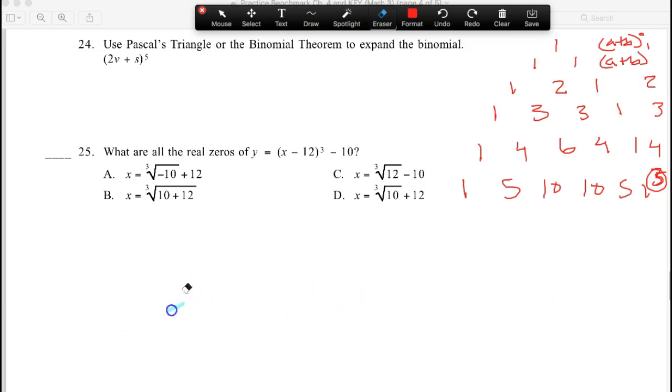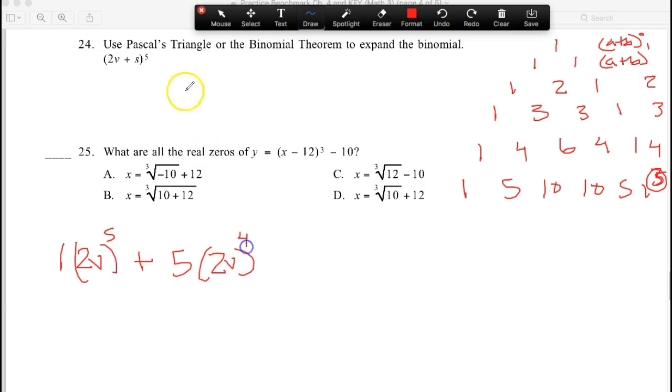And we're going to start with our coefficient of 1. We take our first term, it's 2v. We're going to take that to the 5th power, and we start that out with s to the 0 power. So I'm not even going to write it. Okay. Then I take my next coefficient of 5. I take my first term and I'm going to depress it by 1. This is to the 4th power. Then I take my second term and it is to the 1st power. Then next will be 10. And I take my first term and I'm going to depress it by 1.